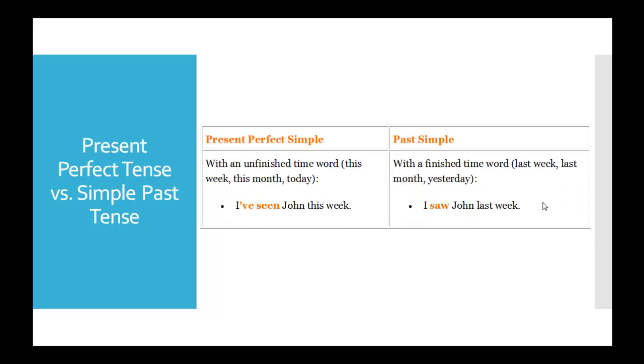If we use an unfinished time word, for example, this week, this month, or today, then it is appropriate to use present perfect tense. For example, I have seen John this week. Or, I have found Goran this morning. If we use finished time words, such as last week, last month, or yesterday, then it is appropriate to use past simple tense. For example, I saw John last week. Or, I found Goran yesterday.